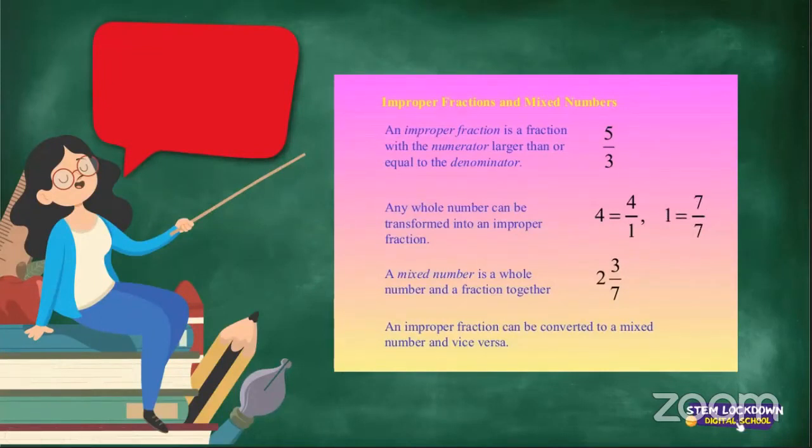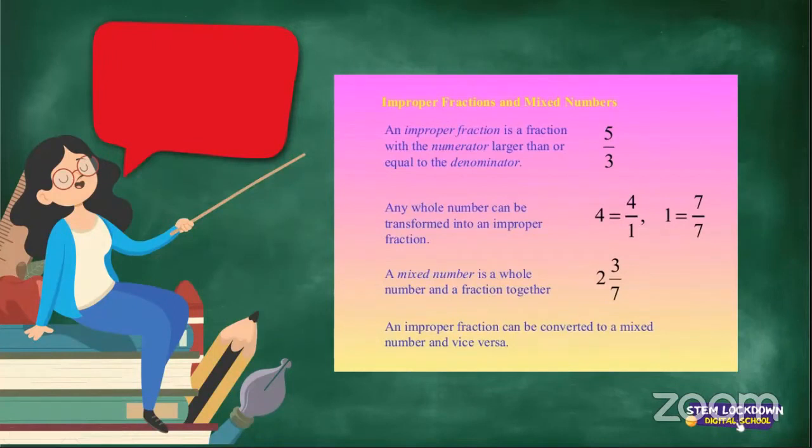Also, 1 is equal to 7 divided by 7. Also remember, any number that is divided by itself equals 1. So we have here 7/7.